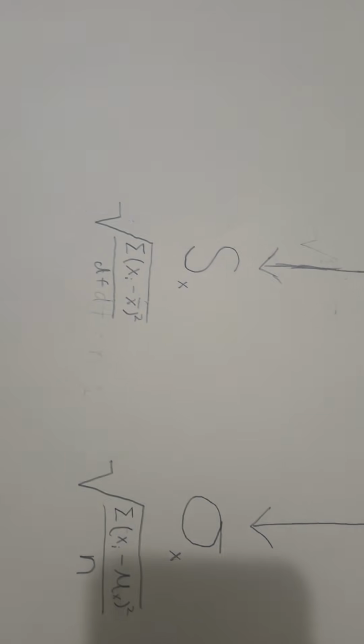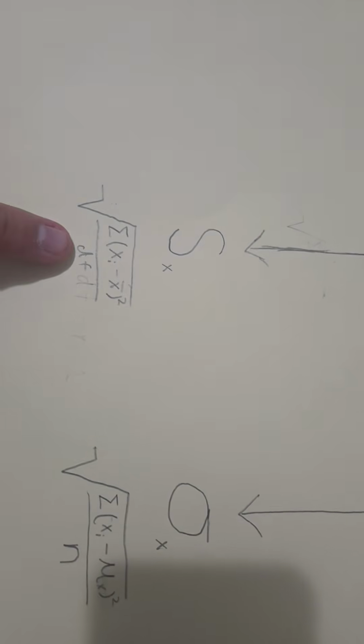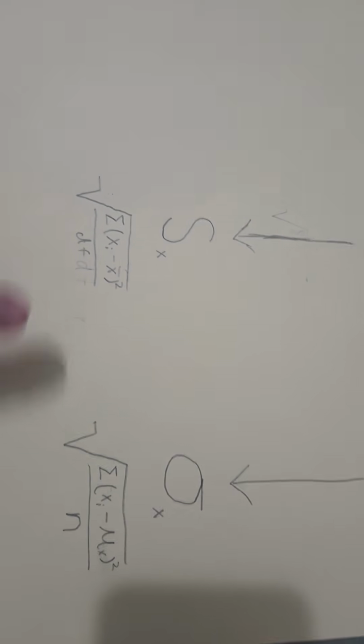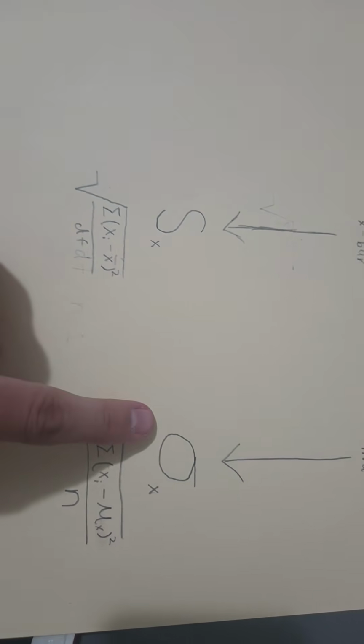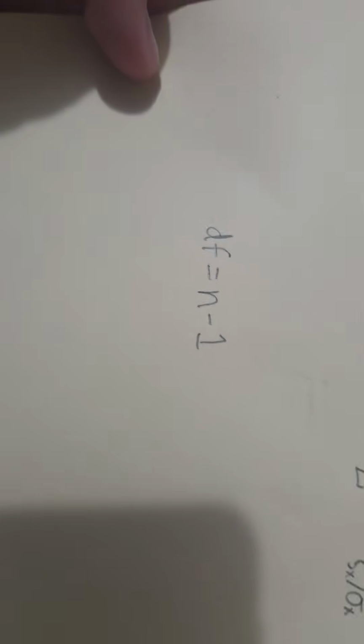In a sample, we use an S, and the formula is given down here, with degrees of freedom, which I'll explain in a moment. Well, with a population, we use sigma, and we divide by the total number. The degrees of freedom is n-1.